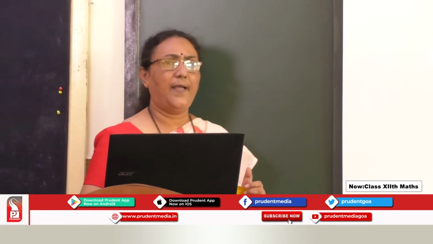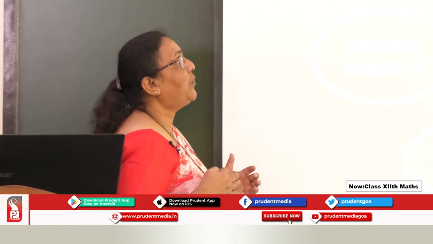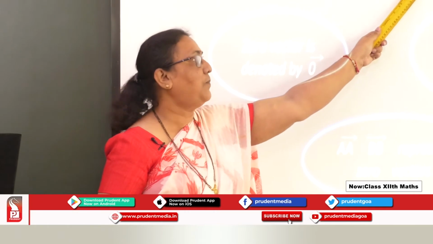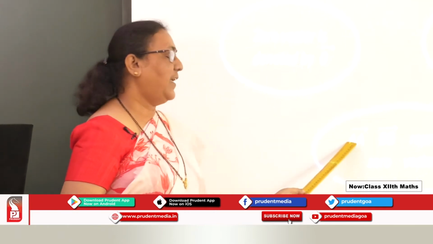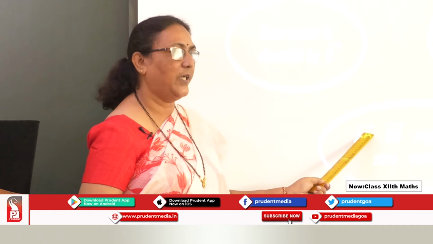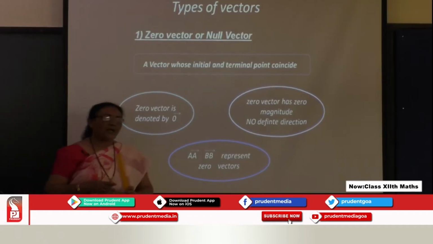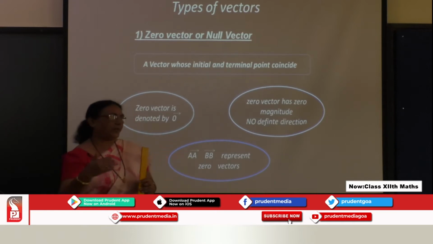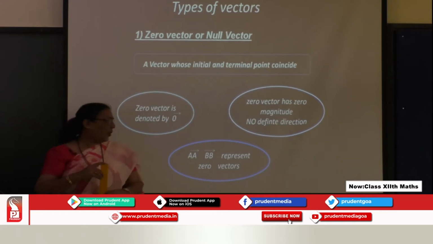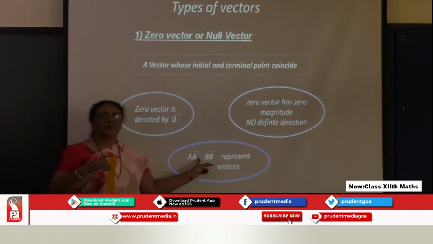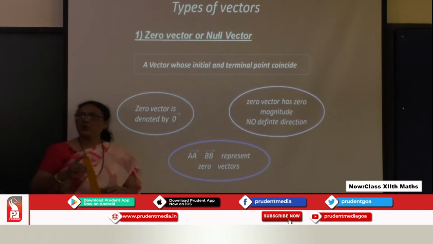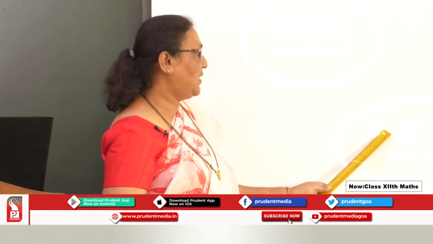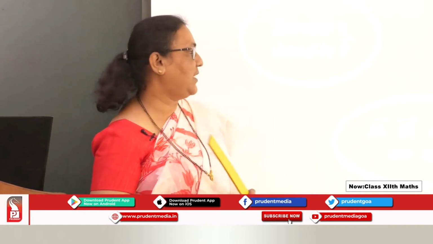Now there are different types of vectors. One is the zero vector or null vector. A vector whose initial and terminal point both coincide. See here, the initial point is A and the terminal point is also A. For example, I am standing here, I am not moving. So the initial and the terminal point is A. The magnitude is 0 in this case. In the case of the zero vector, the magnitude is 0.